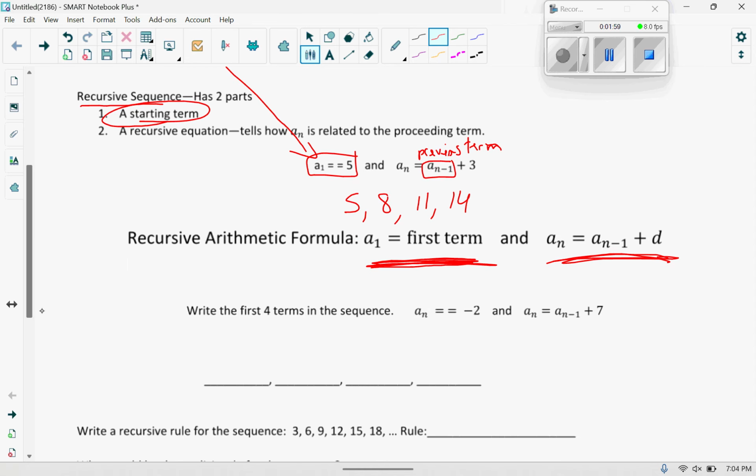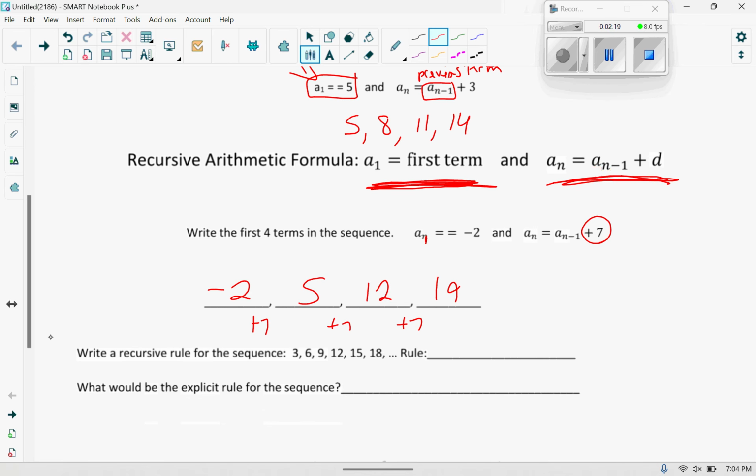So let's practice. This means our first term is going to be -2. Sorry, that should be a 1. And then I am adding 7 to everything. So I'm going to take -2, add 7 is 5, add 7 is 12, add 7 is 19.